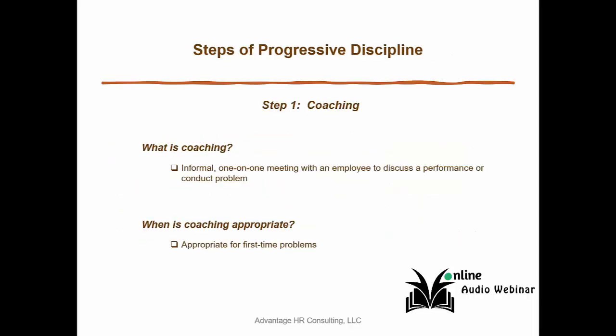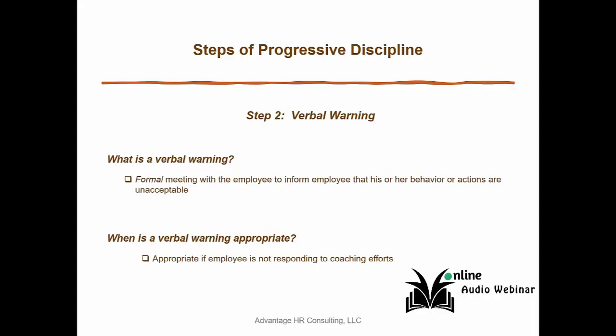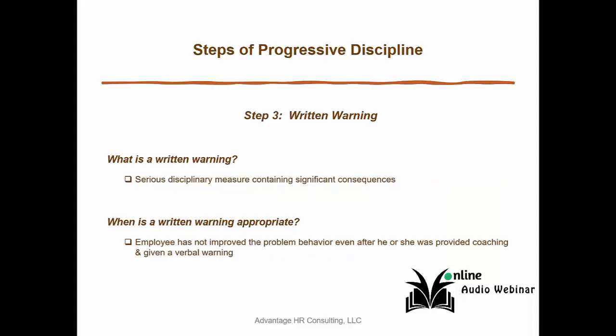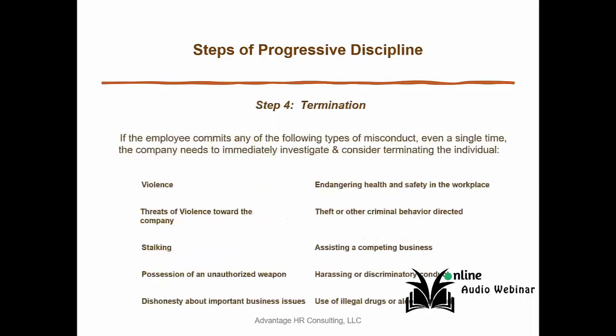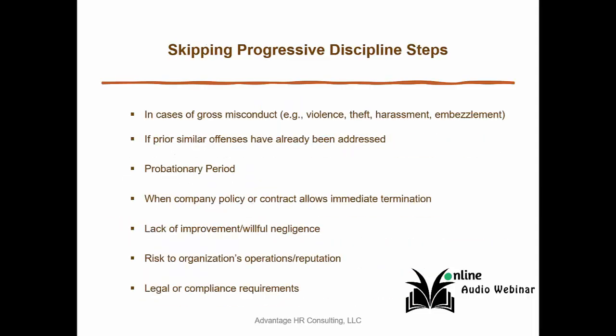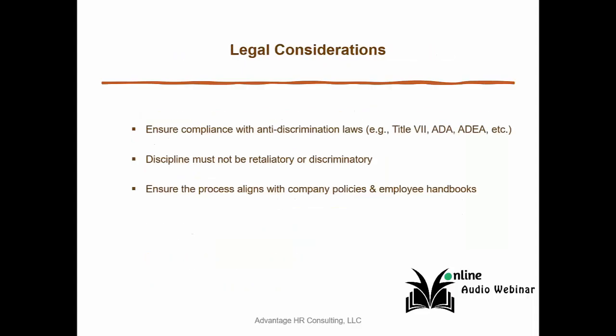So what are the 4 steps involved with progressive discipline? Step 1 is coaching. Step 2 is where you give the employee a verbal warning. Step 3 is when you issue a written warning. Step 4 is termination. There are some times when you might need to skip some of those steps in the progressive discipline, some legal considerations with progressive discipline.